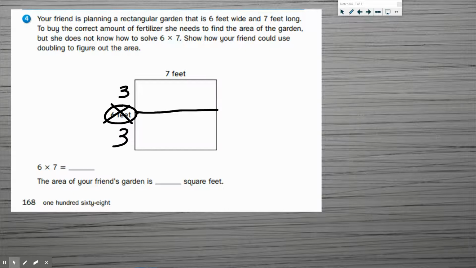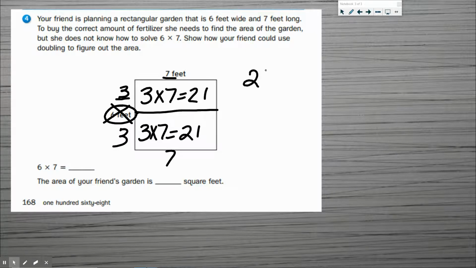I don't want that 6 to be in there just to confuse me, because now instead of 6, I have 3 and 3. To find the area, I'm going to multiply my length times my width. So 3 times 7 equals 21. And this is also 3 times 7, so I know that's 21 as well. And I'm going to add these two together. 21 plus 21 equals 42. 6 times 7 is 42. The area of your friend's garden is 42 square feet.